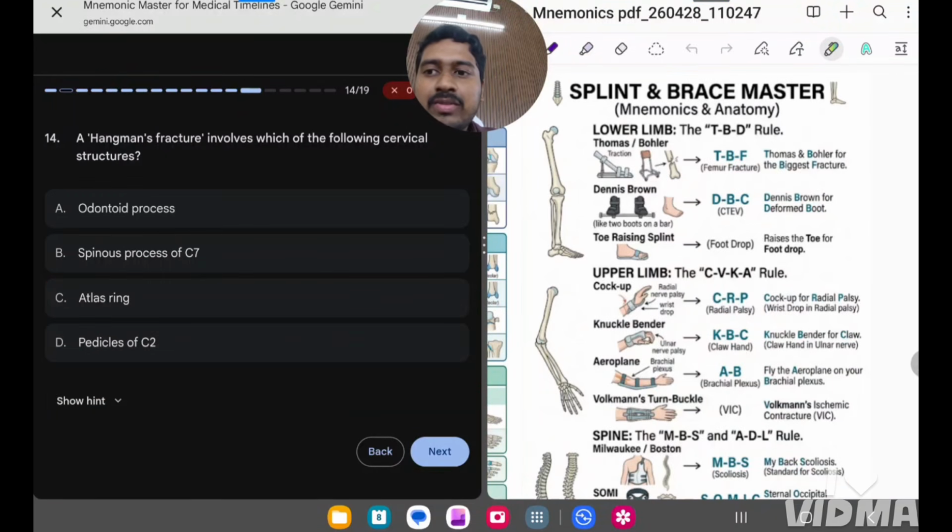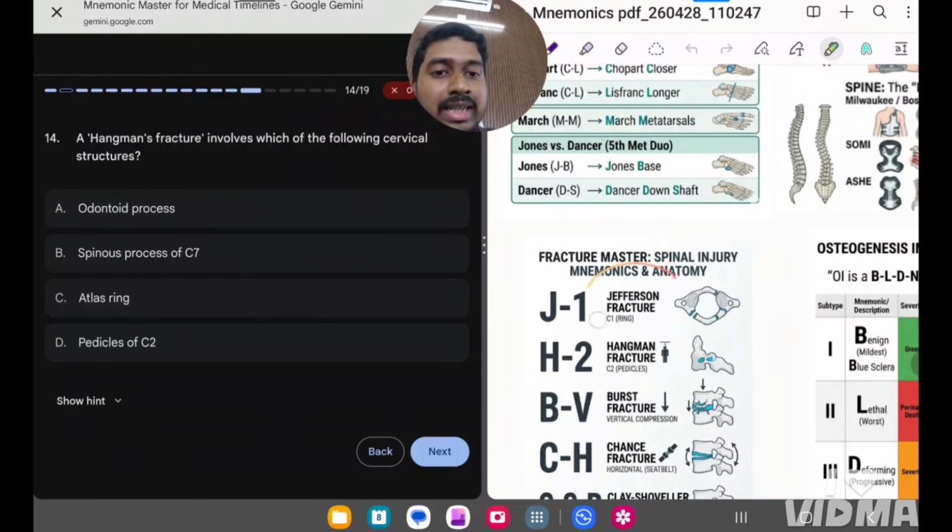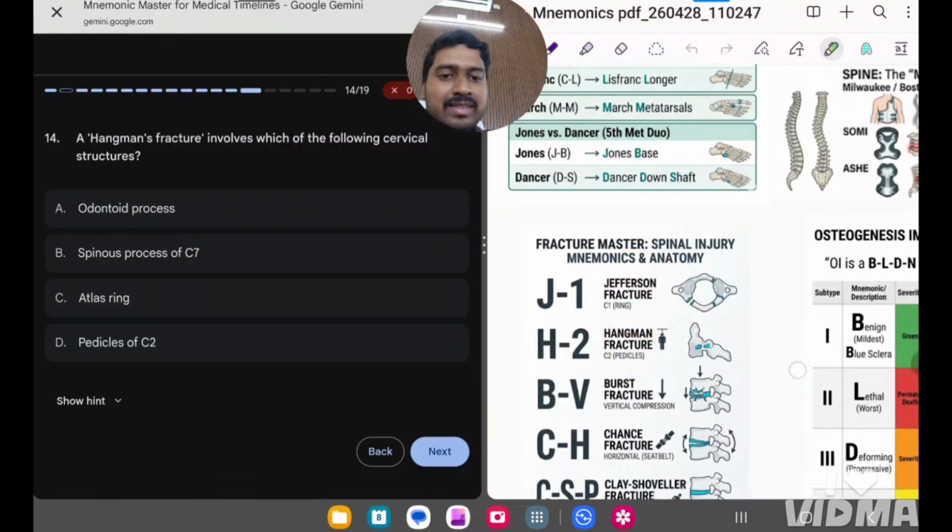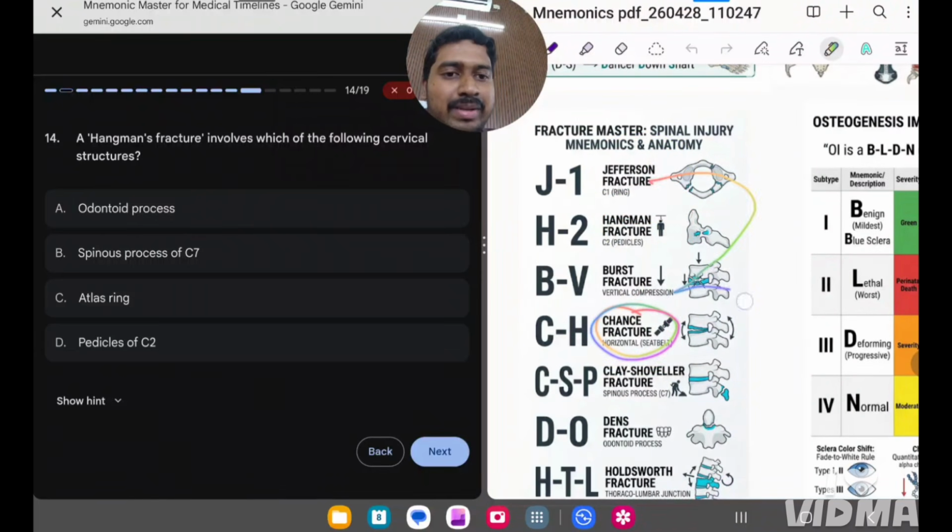Next, hangman's fracture involves which cervical structure? Again, a very repeatedly asked question. Jefferson's fracture and hangman fracture. Everyone makes this mistake. And also Chance fracture. This I have seen many times. Jefferson's, hangman, and Chance. How to remember?